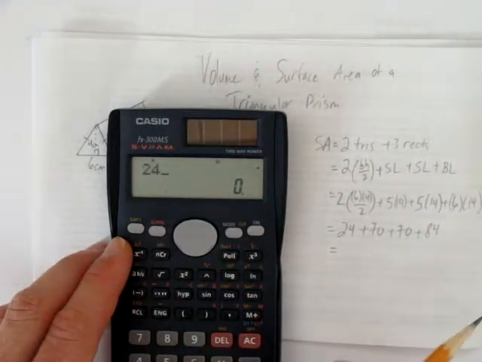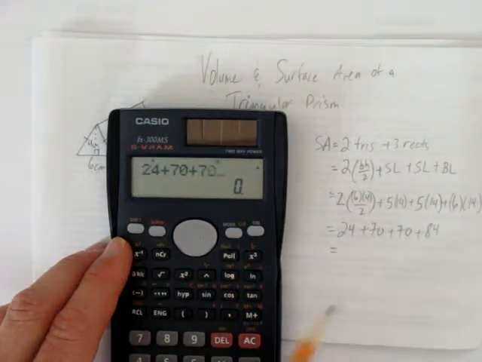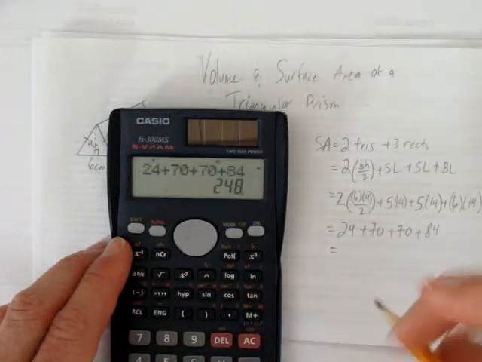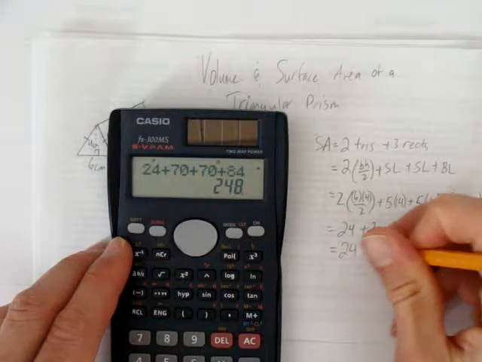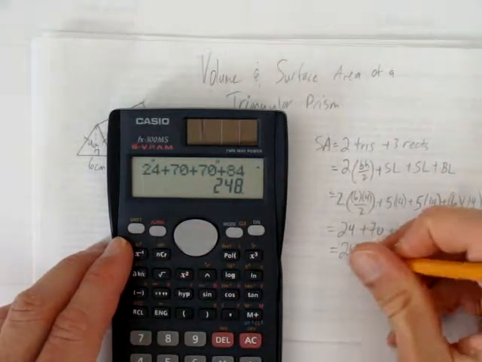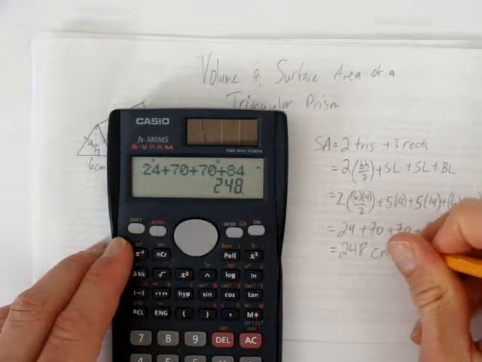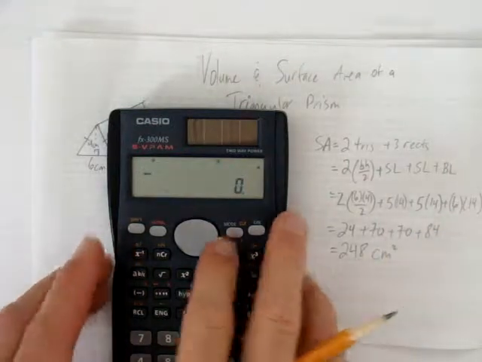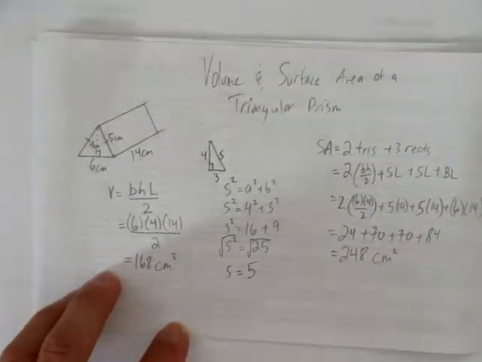So now we add up 24 plus 70 plus 70 plus 84. And so the total area available on the surface of this triangular prism is 248 centimeters squared. And that's how you find the volume and surface area of a triangular prism.